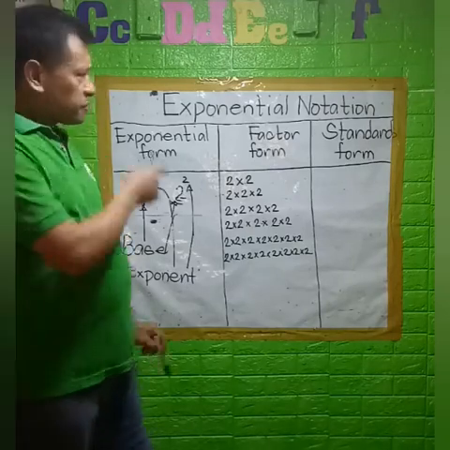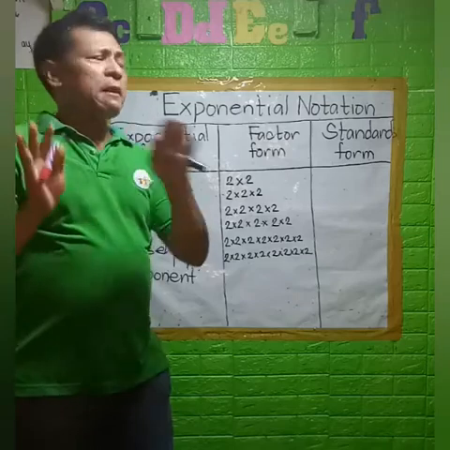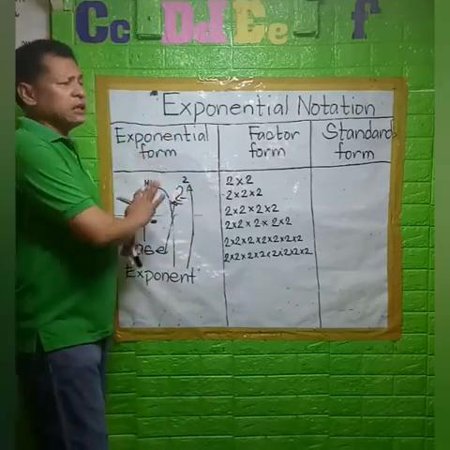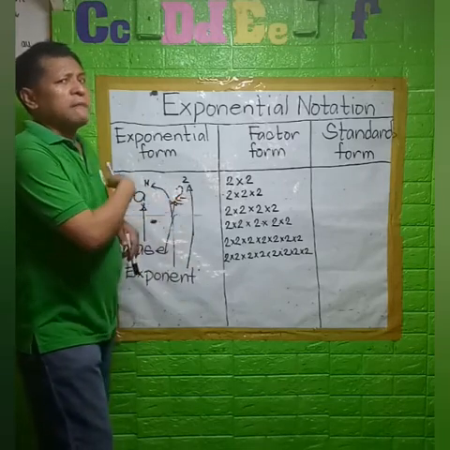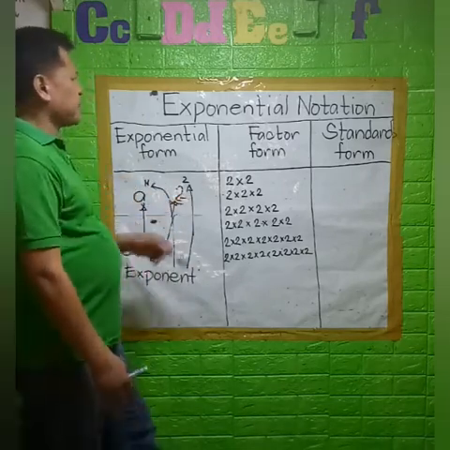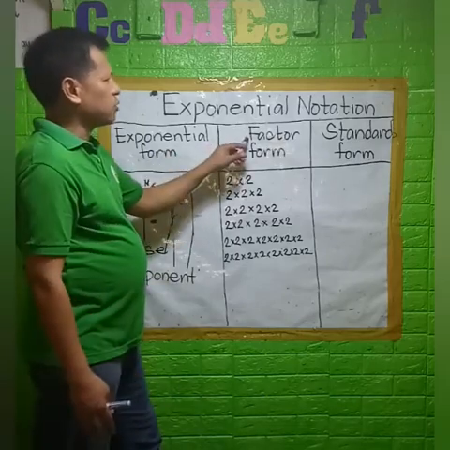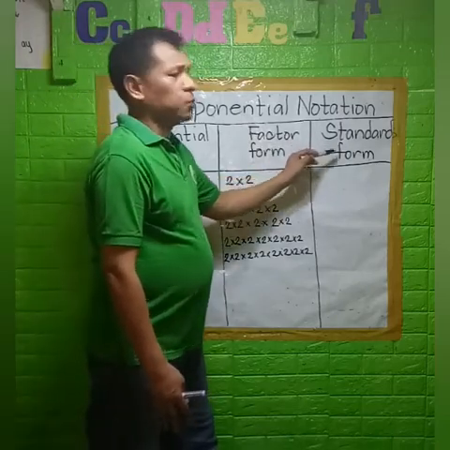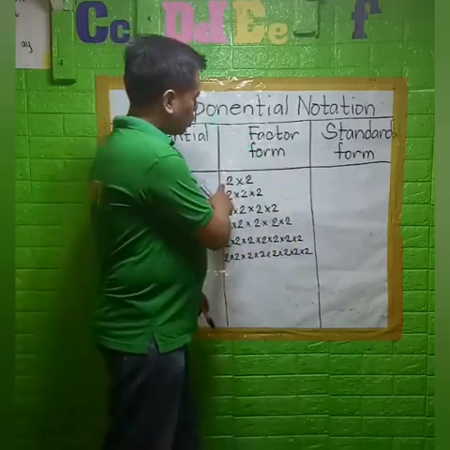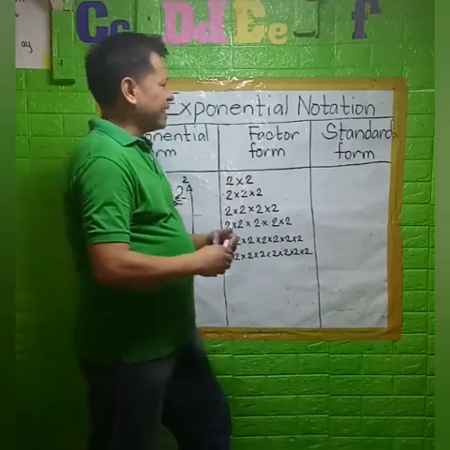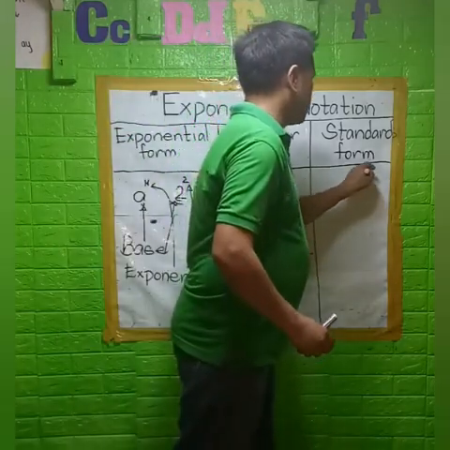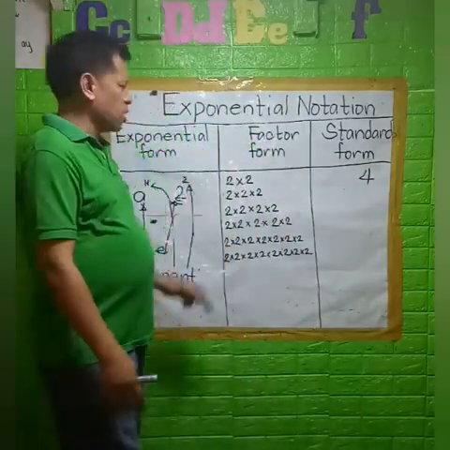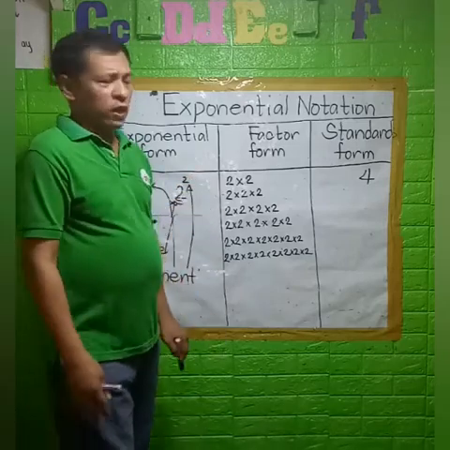Okay. Now, in exponential notation, ipapaliwanag po natin, meron po tayong tatlong column para makatulong upang maipaliwanag ng mabuti sa mga bata. So, unahin po natin itong factor form, which is what we call the expanded form, then the standard form, which is called the product. If we are going to multiply 2 times 2, the answer is 4. So this is what we call the standard form, or the product of the given equation.